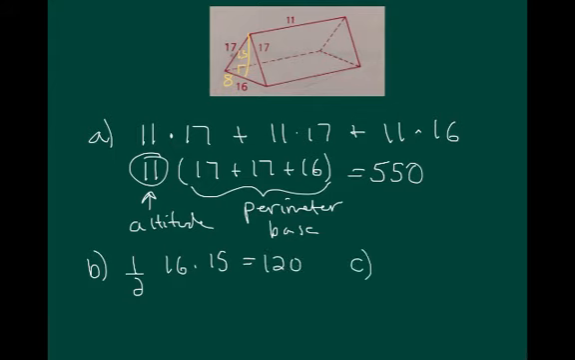So in order to find the total area, it is going to equal our lateral area plus 2 times the area of the base, which was 120. When we add all those up, we get a total area of 790. Okay, that's number 7. Let's take a look at another one because I think it'll really help you with this lateral area formula.